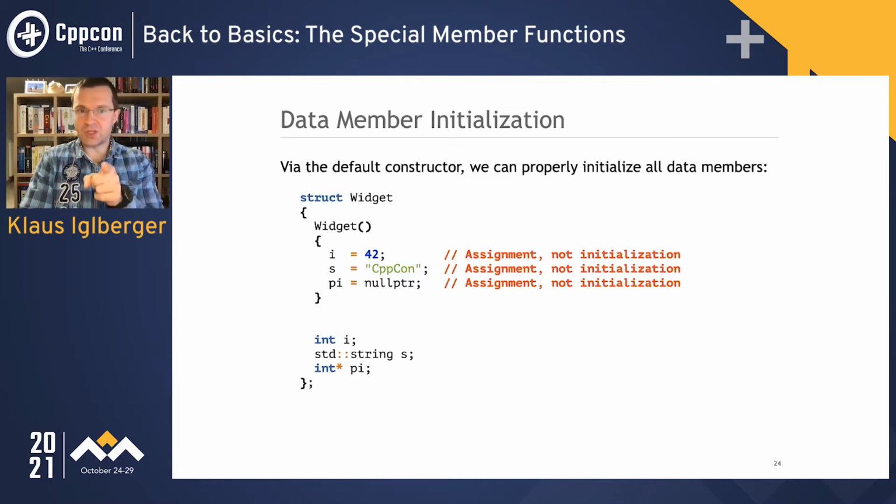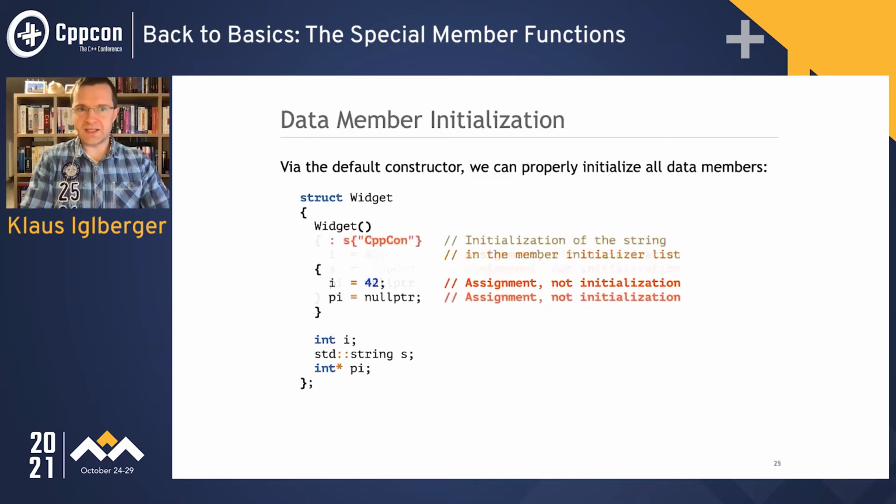So if assignment changes an object, uses an assignment operator, then where are the elements initialized, where the constructor is called? Well, before you enter the body of the constructor. Before you enter the body, there's something called the member initializer list. And this is where you should put all of your initialization. So the string should not be assigned in the body. Now it should be properly initialized in the member initializer list.